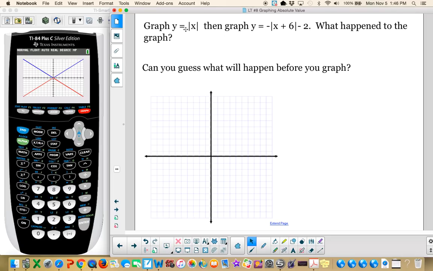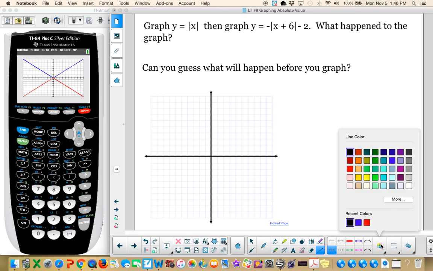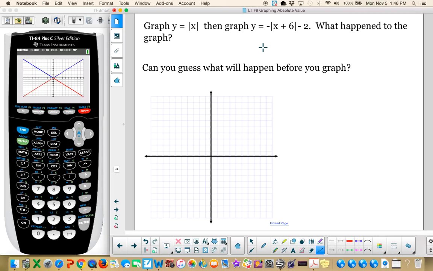Look at this equation. We're taking the absolute value of x, and then we're going to have a negative. We're going to add 6 on the inside, and we're going to subtract 2 on the outside. What happened to the graph? Well, before we graph it, let's look at the equation and try to describe what we think will be happening. Because of the negative, and because of the adding 6, and because of the subtract 2, let's describe what will happen with each thing. Because of the negative on the outside, it will open down.